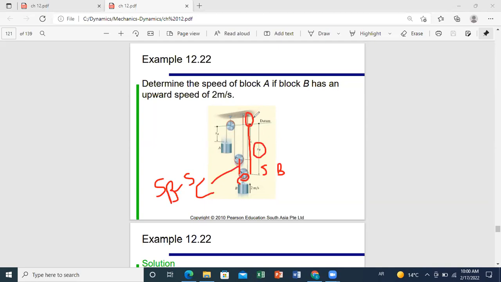So for my second chord, what is my expression? 2SB minus SC equals a constant. And now I can derive the two relations I got. Okay, so let us derive the two relations we got with respect to time.